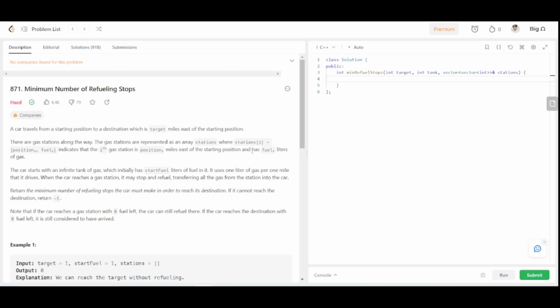So let's see how we can solve this problem. We are also given that if the car reaches a gas station with 0 fuel left, the car can still refuel there. If the car reaches the destination with 0 fuel left, it is still considered to have arrived. Okay, so let's better understand the problem statement using an example.